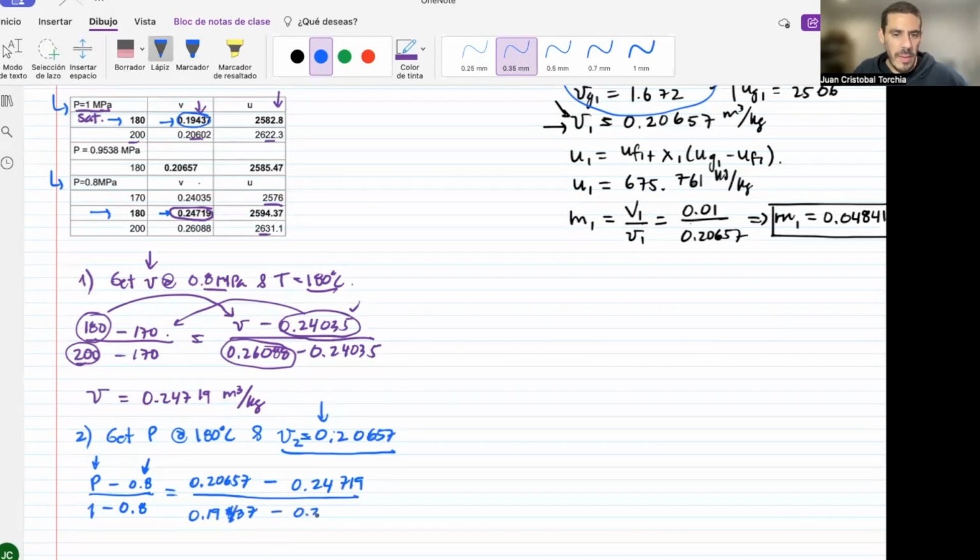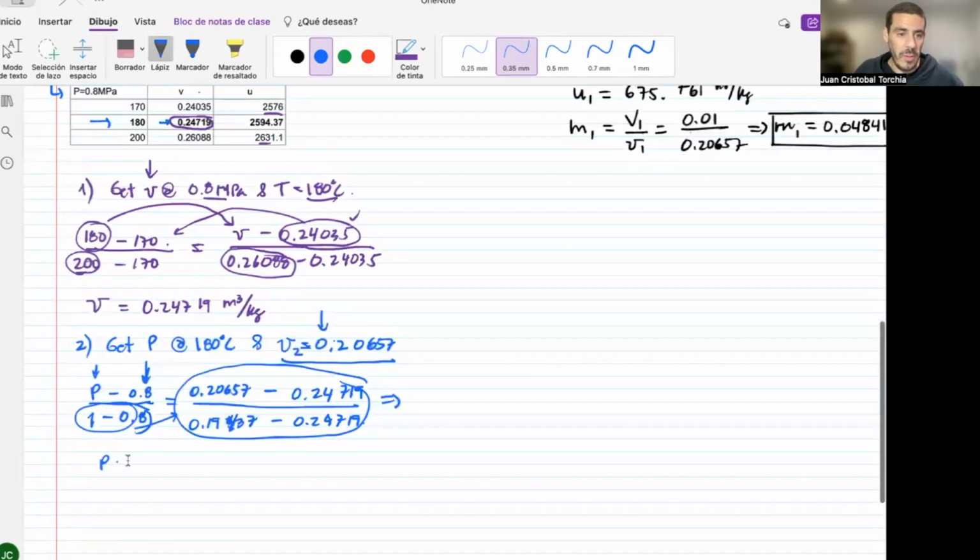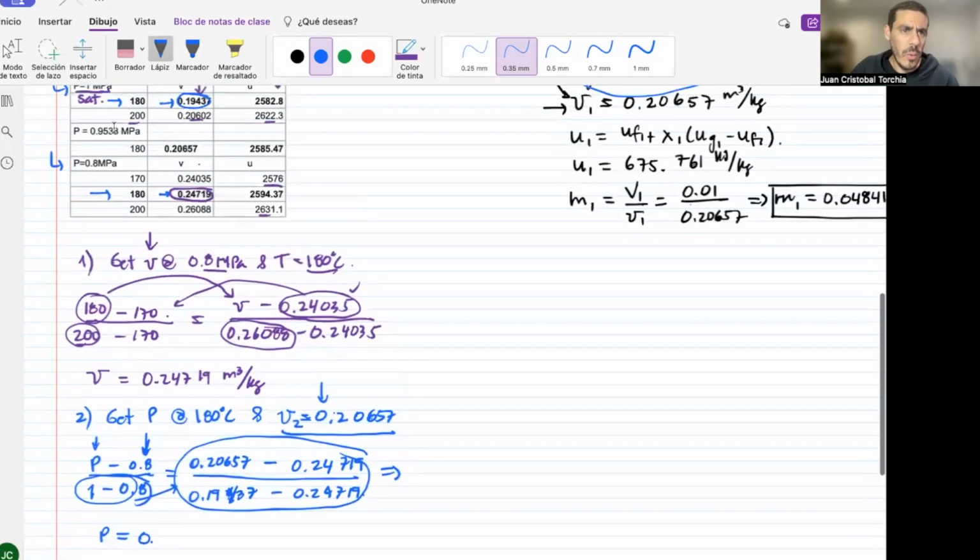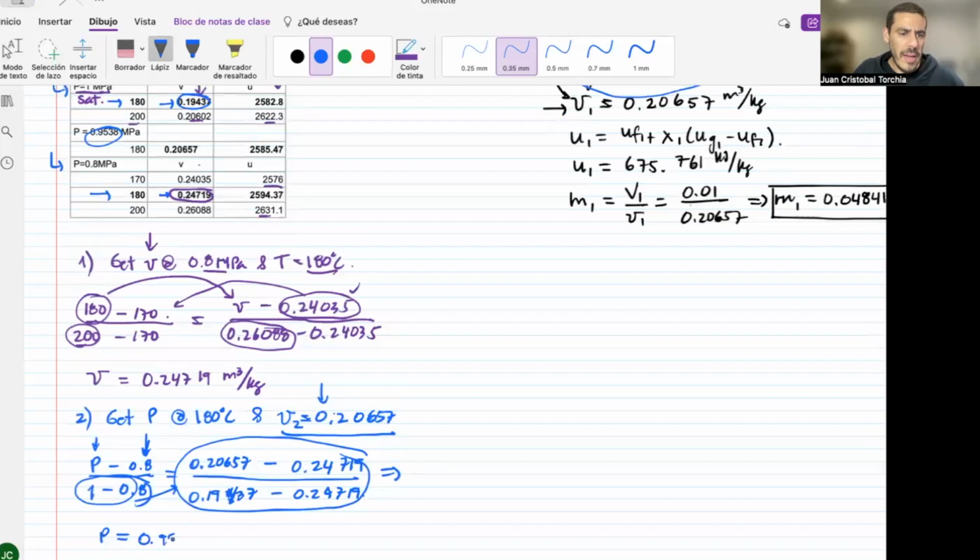0.19437 minus, again, 0.24719. You need to use a calculator to get it. It's not very difficult. First do this one, then multiply by this one, because this one passes multiplying, and then add or subtract this value that you have here. And that's it. So the pressure that I have here, I don't know what I'm looking for, is 0.9538 megapascals.